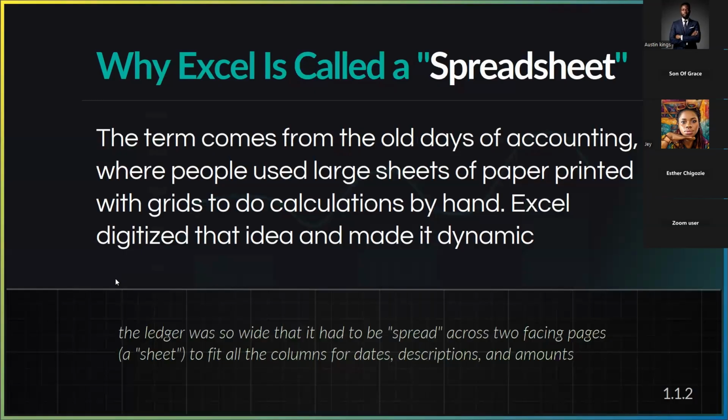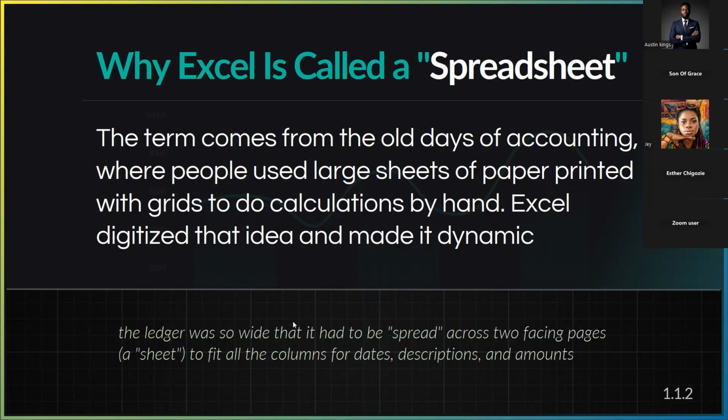Now, why is Excel called a spreadsheet? The term comes from the old days of accounting, where people used large sheets of paper printed with grids to do calculations by hand. Excel digitized that idea and made it dynamic. The ledger was so wide that it had to be spread across two facing pages to fit all the columns for dates, descriptions, and amounts.